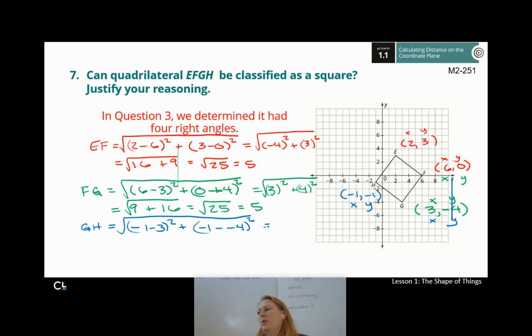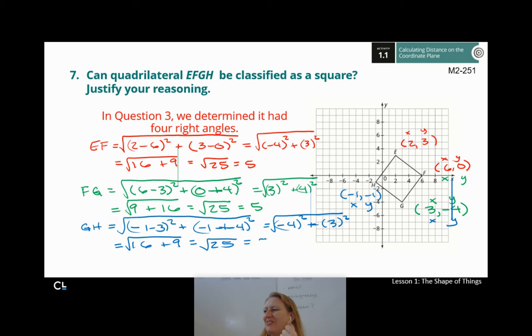-1 minus 3 is, of course, -4. Minus a negative, double negative makes that a positive. So -1 plus 4 is actually 3. -4 squared, -4 times a -4 is a positive 16. 3 squared, 3 times 3 is 9. 16 plus 9 is 25. Square root of 25 is 5. Awesome. So far, everybody matches. 5, 5, 5.